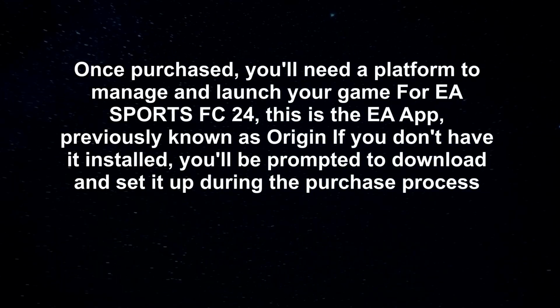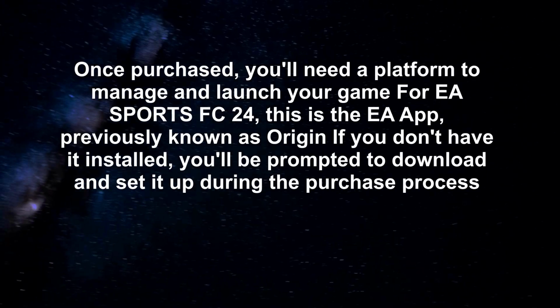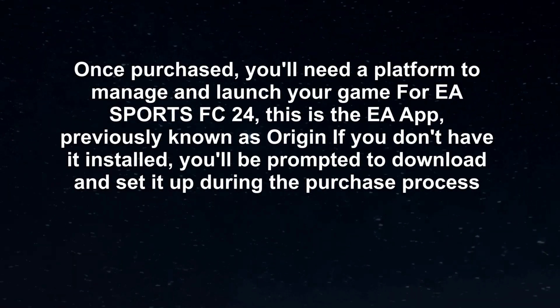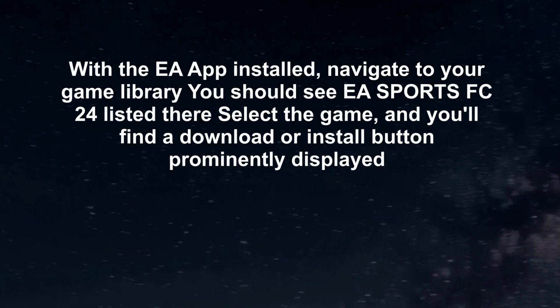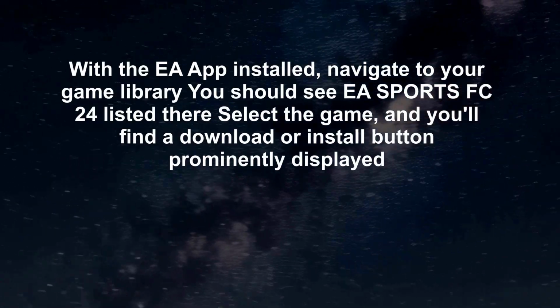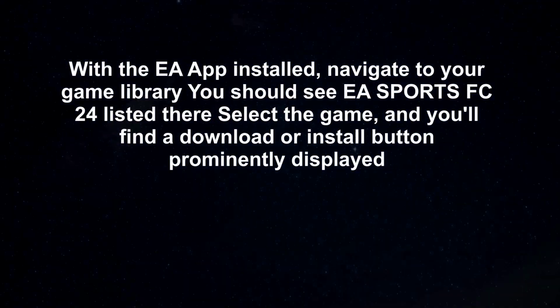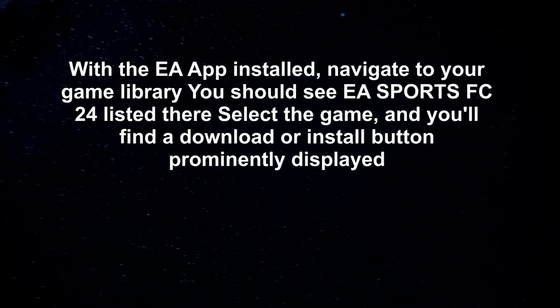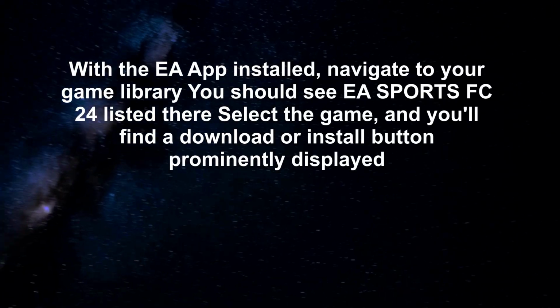This is the EA app, previously known as Origin. If you don't have it installed, you'll be prompted to download and set it up during the purchase process. With the EA app installed, navigate to your game library. You should see EA Sports FC24 listed there. Select the game, and you'll find a download or install button prominently displayed.